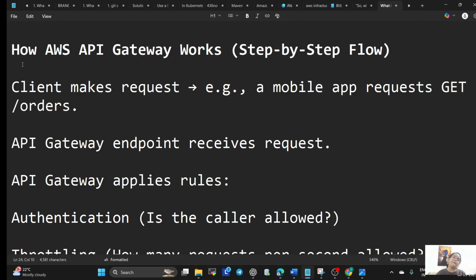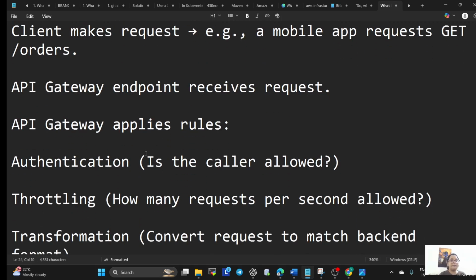Now we have to see how API Gateway works. So the client makes a request. Suppose you have a mobile application. Okay, so the app request gets ordered, and now the API Gateway endpoint receives the request. So what will API Gateway do? It applies some rules. How? Authentication. Is the caller allowed?